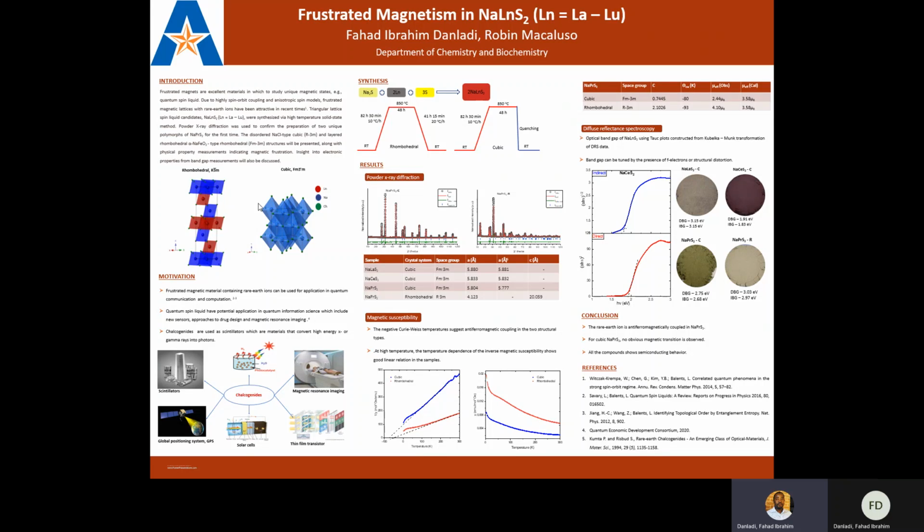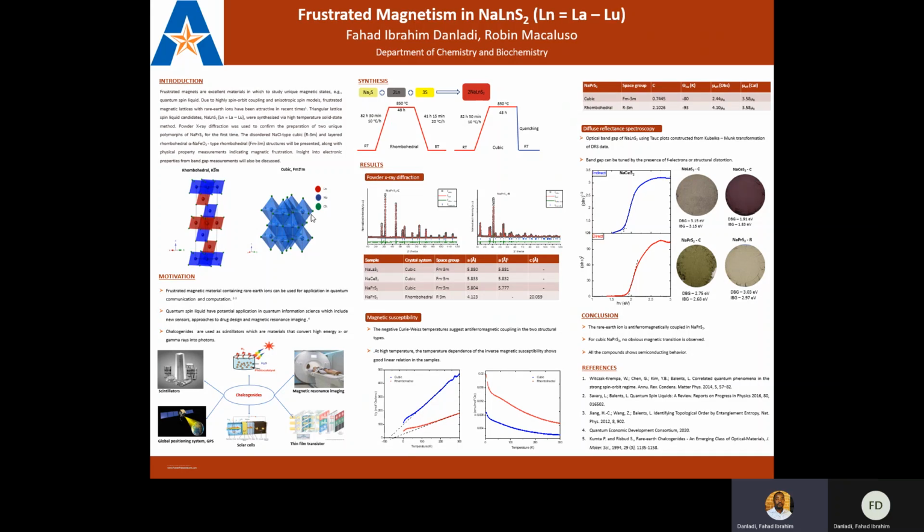And I'm presenting frustrated magnetism in ternary rare earth sulfides. So what are frustrated magnets? Frustrated magnets are materials in which localized magnetic moments or spins interact through competing exchange interactions that cannot be simultaneously satisfied, giving rise to a large degeneracy of the system ground state.